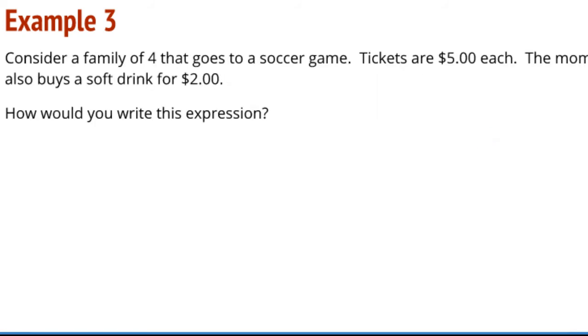And here is an example of how this would work. So a family of 4 is going to go to a soccer game. The tickets are $5 each, and the mom is going to buy herself a soft drink for $2. So stop and think about how you'd write this expression. And if you need to, draw a model of it. Well, we've got 4 people, each needing a ticket for $5, so we could do 4 times 5 for the tickets, and then we would add $2 for mom's soft drink. And that would tell us that the total outing would cost $22.